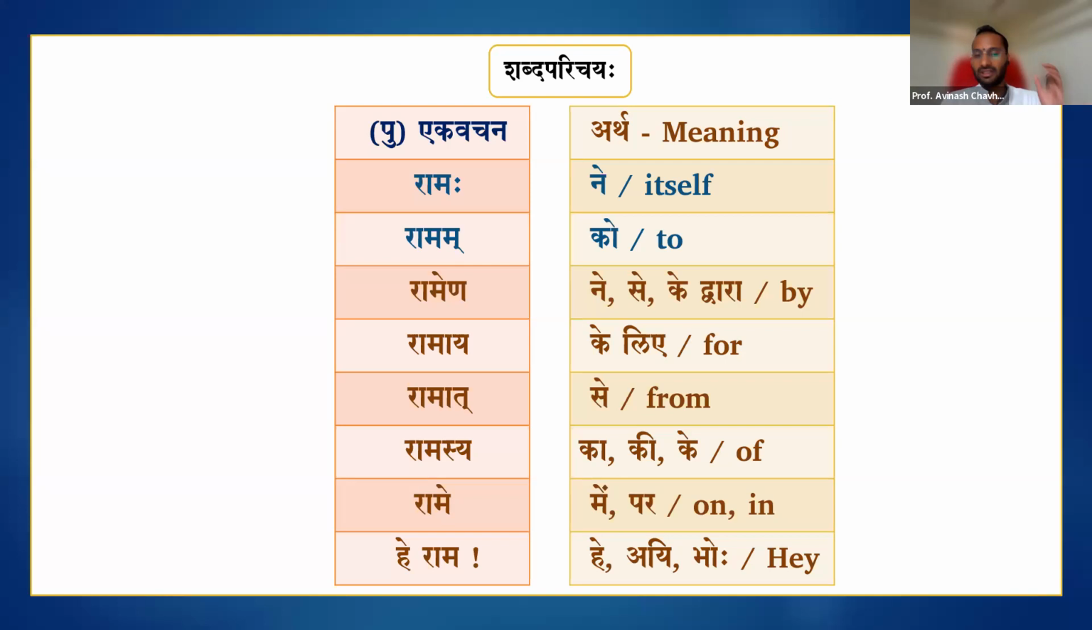So whenever we use Ramam, Dvitiya Vibhakti, we have to use "ko". Okay. Third case, Ramena. Whenever we use Tritiya Vibhakti, we have to use "ne", "ke dwara", or "by" in English. Ram ne ye kiya, Ram ke dwara ye kiya gaya, or it was done by Ram. Right? So Tritiya we finished.